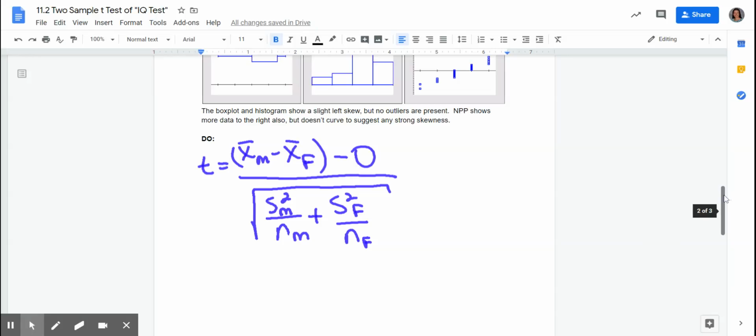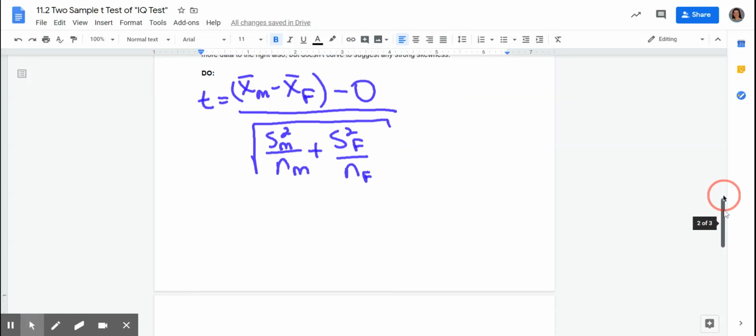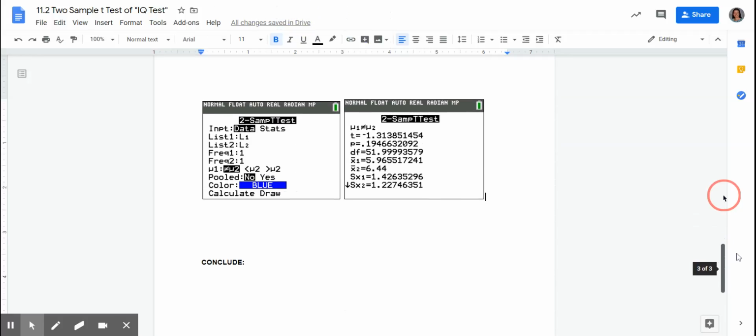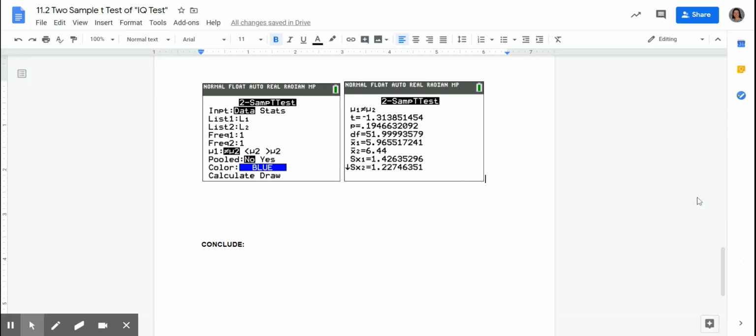Okay, so again, recognizing that formula, I then hopped over to my calculator to enter all of this. I still have my data typed into lists 1 and 2. The 2 sample t-test, if you go to stat and over to the test menu, this is the fourth option, lists 1 and 2. My alternative is not equal to. We don't pool them. That's assuming that the standard deviations of the populations are equal, and there's no way that we know that much about the population to assume such a crazy thing. So that's always no. And then I went to calculate again.